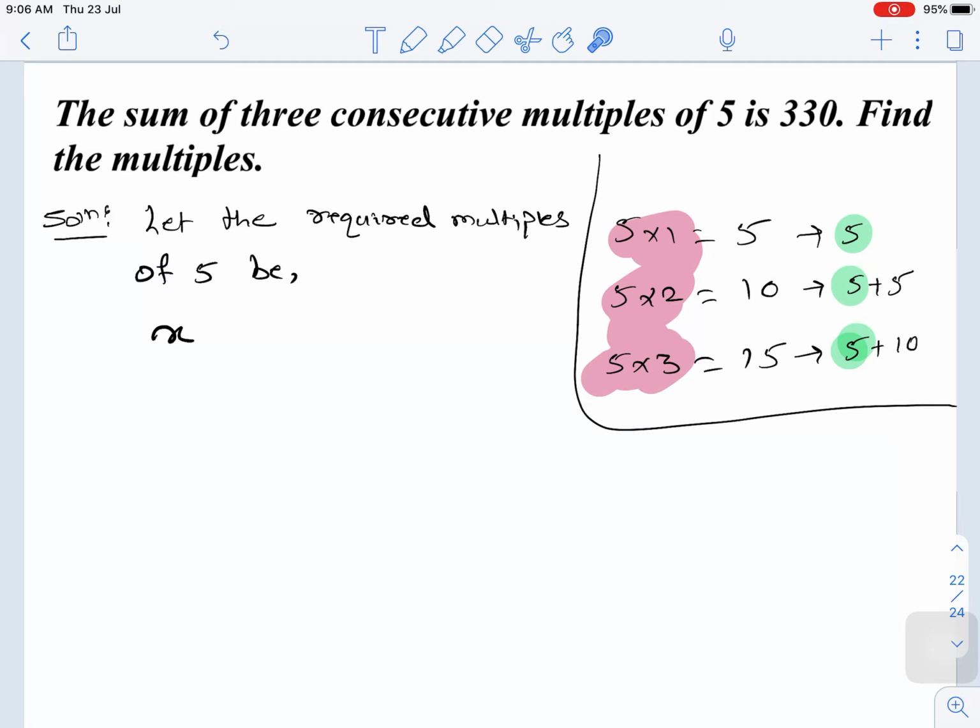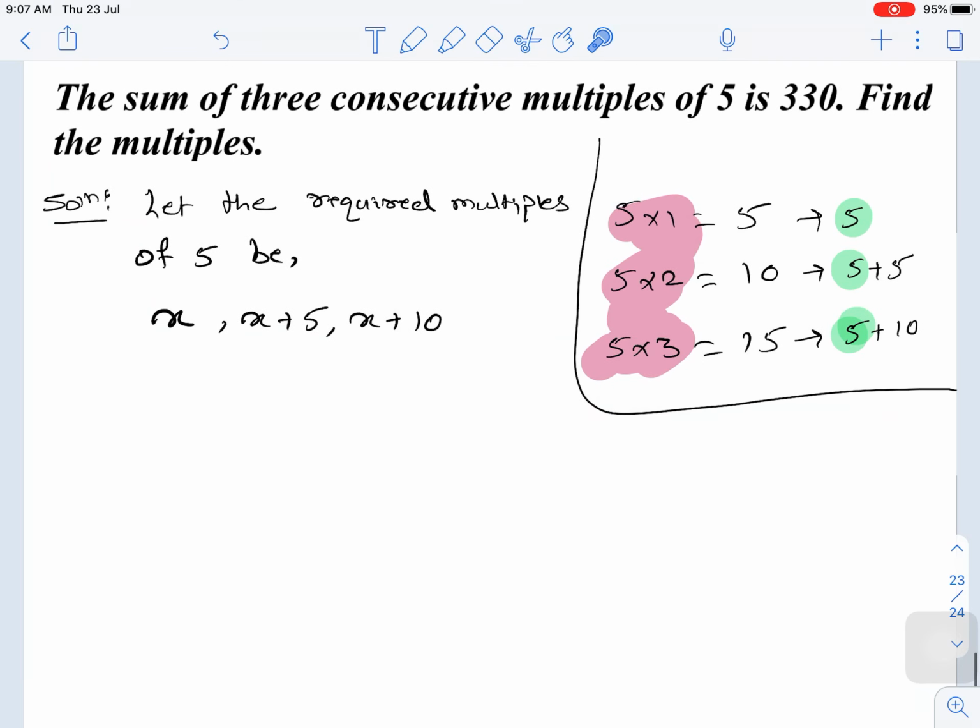So what will be the next number? Now it is increased by 5, so our next number will be x plus 5. Every time we have to increase the previous number by 5. Just now I increased this one by 5, so it becomes x plus 5. If I increase this one by 5, it becomes x plus 10. So every time the number is increased by 5, these numbers are nothing but multiples of 5, and also consecutive. Consecutive means one after another, very next. So now we have three numbers.